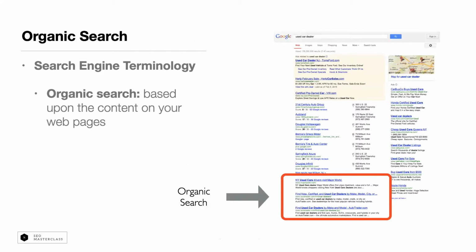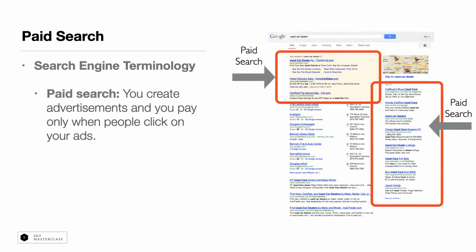Organic search, as we said, is based on the content that you have on your web pages. And here's that used car dealer. You can see here, these rankings, New York used car dealer, that's all based on what's on these people's websites. Paid search, same thing. The ads are triggered by what my search keywords are.